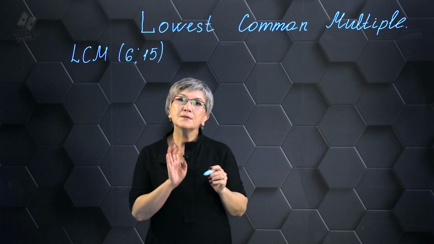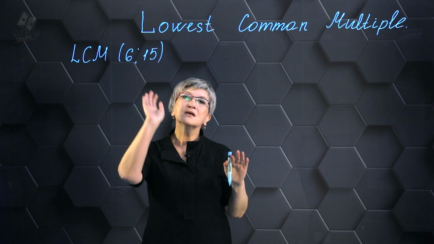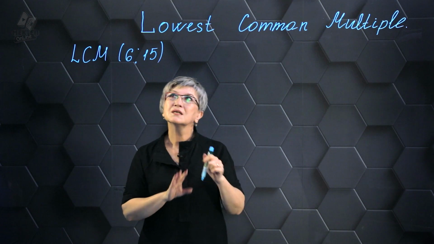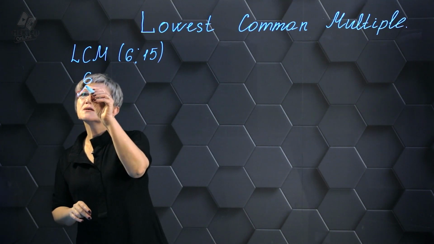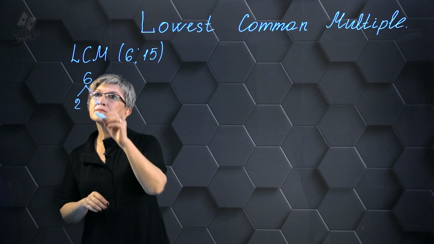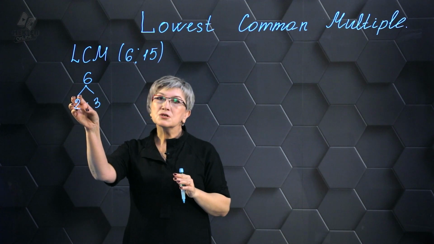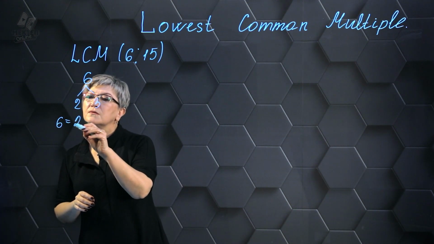Let's calculate the least common multiple of these numbers. Let's refrain from listing multiples of 6, multiples of 15, and so on. I will break 6 down into factors right away. So what is 6? The number 6 is the result of multiplying 2 by 3. You cannot break down 2 or 3 further, as they are prime numbers. Therefore, I write 6 as equal to 2 times 3.